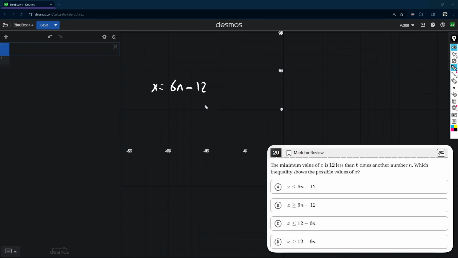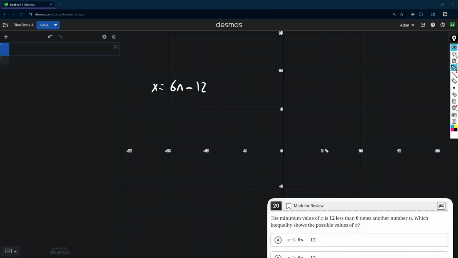So unless you've done a lot of these problems, it can be a little bit difficult to know just off the top of your head which way the inequality sign faces. So sometimes you just got to think, oh, if we're told the minimum value of x, that means that there's only a minimum. There's no maximum. x can be as big as we want. And by common sense, that would mean B is the correct answer because that sets a limit for how small x can be, but not a limit for how big it can be.